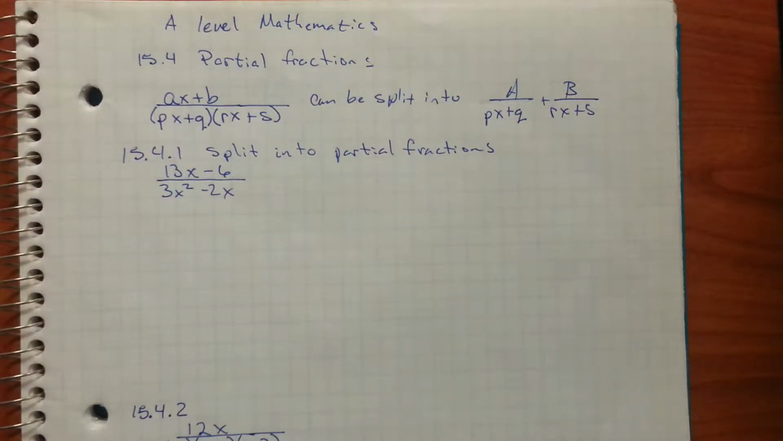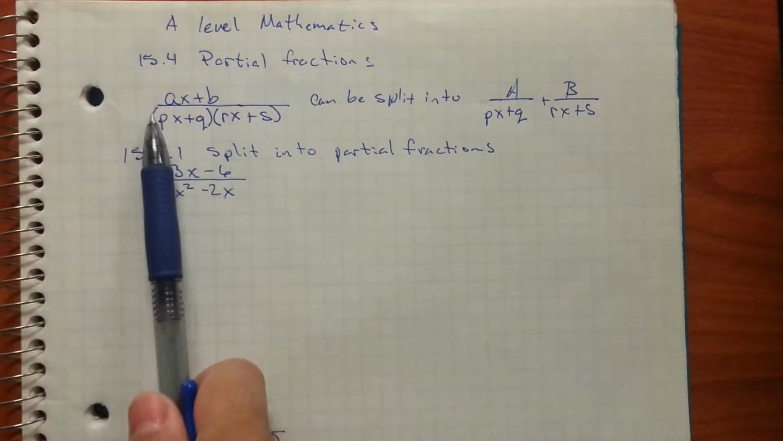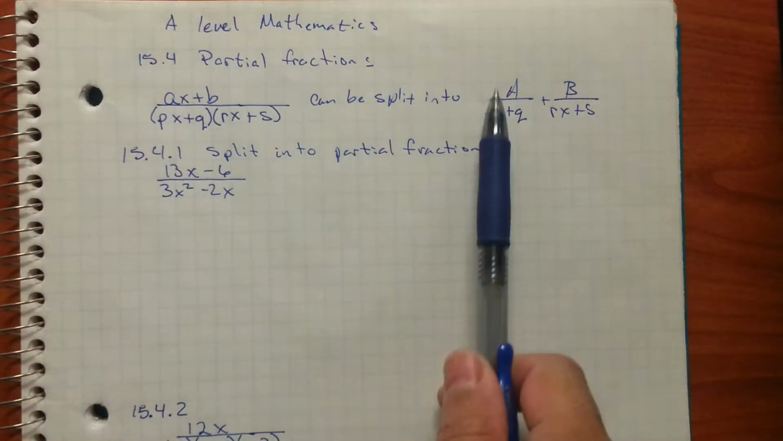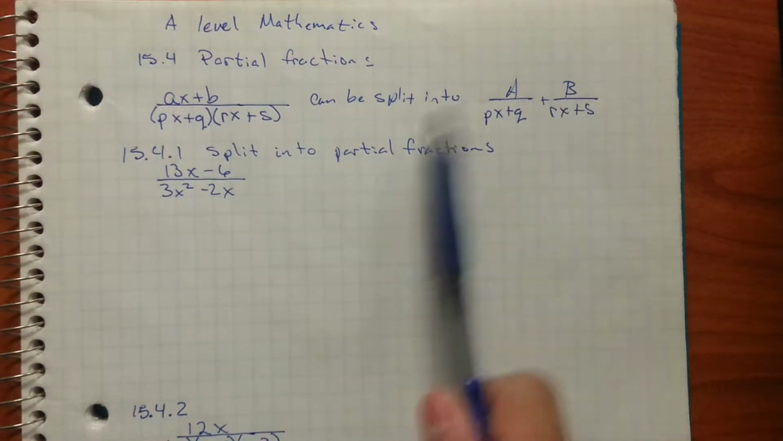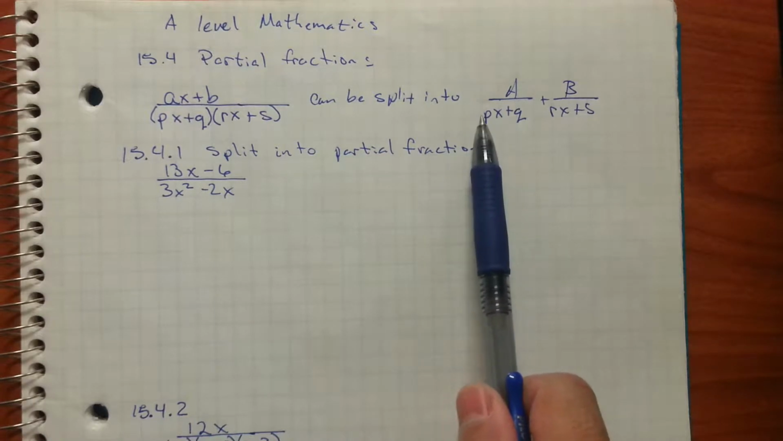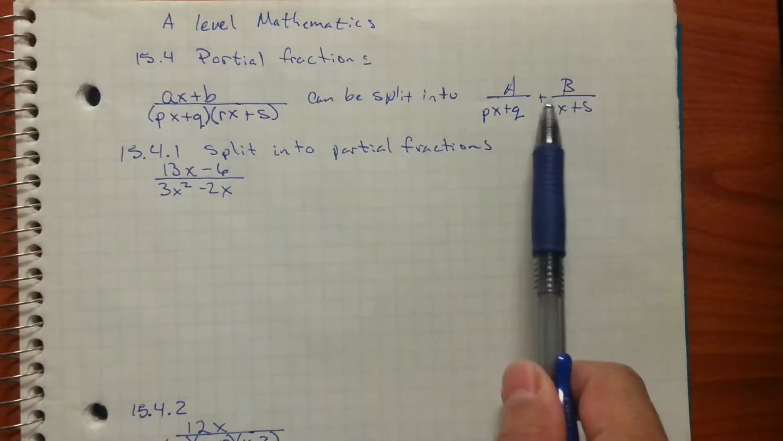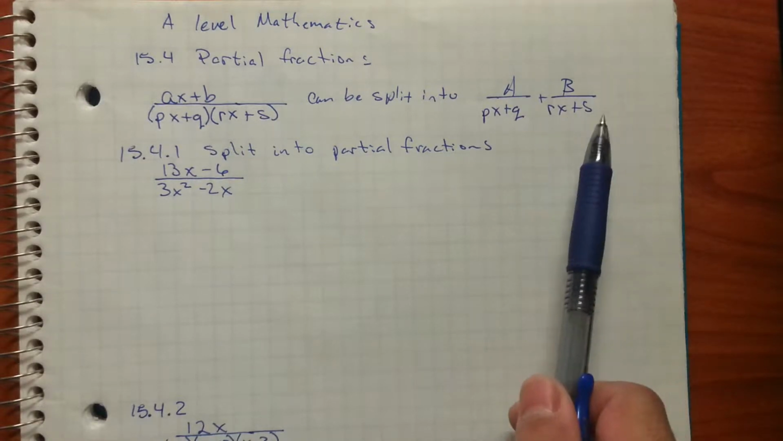This is A-level mathematics. We're going to be doing partial fractions on chapter 15.4. There's a basic format for this type of partial fractions where I have my numerator, which could be something like this: Ax plus B can be split into A over Px plus Q, and B over Rx plus S.